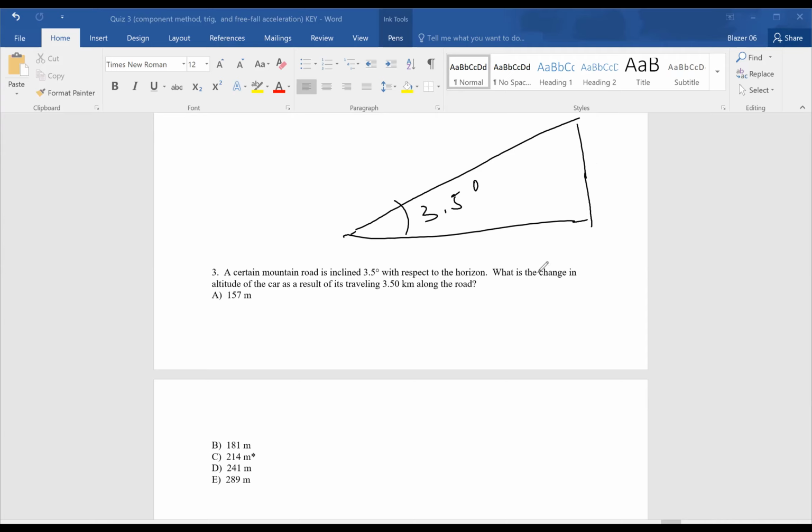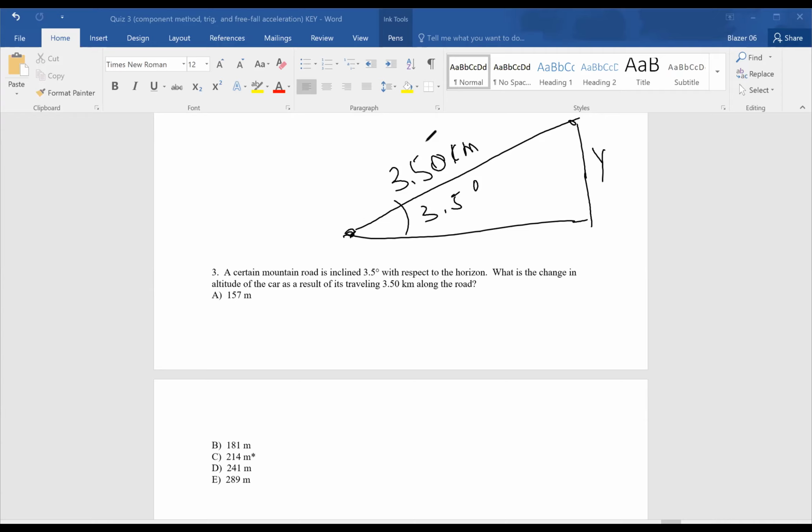So when it says what's the change in altitude from where it starts to where it ends, I simply want to know what is my y component. What is the change? Traveling along the road, and it travels along the road, which is 3.5 kilometers. It travels along this road.